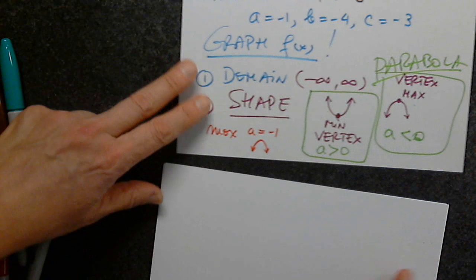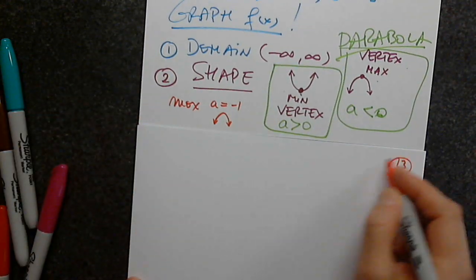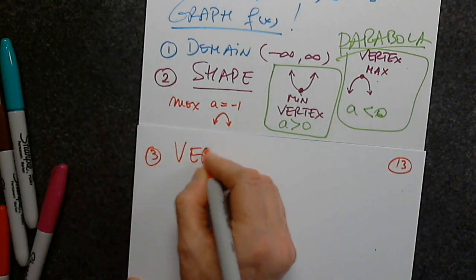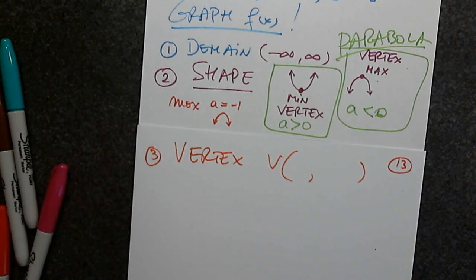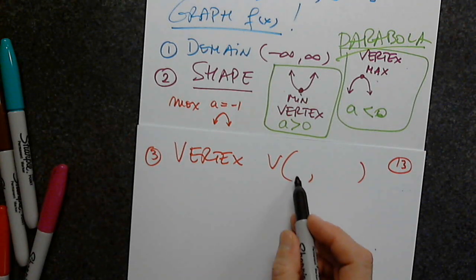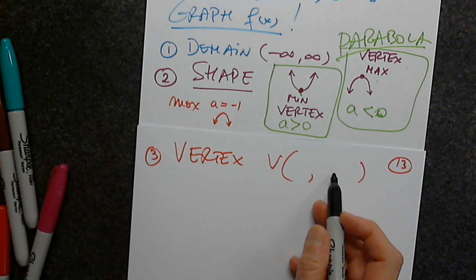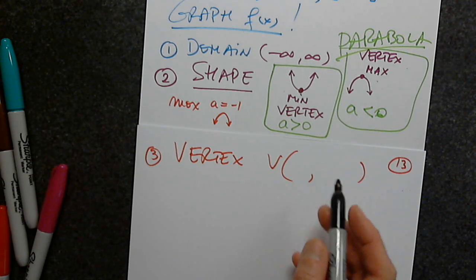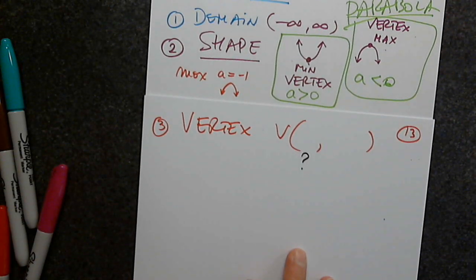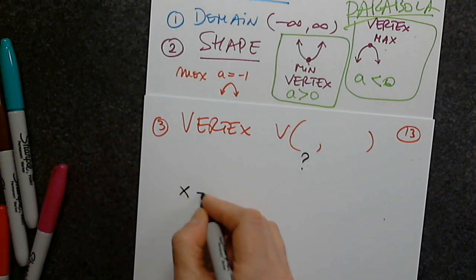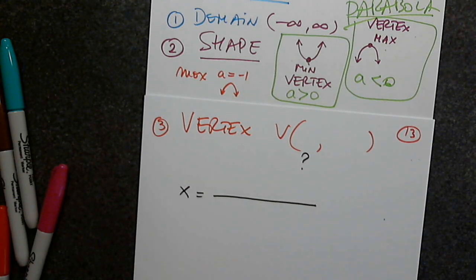Step number 3. The vertex. The vertex, like any point, has how many coordinates? Of course, 2. So this will be the x coordinate of the vertex, and this will be the y coordinate of the vertex. The question is, how do I find the x coordinate of the vertex? Bear with me for a second. Can anyone dictate the quadratic formula? And you can say, what does this have to do with anything? In a moment, I'll explain.